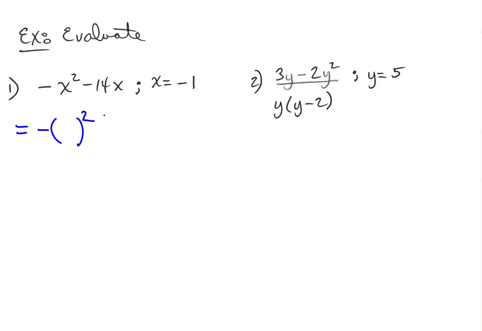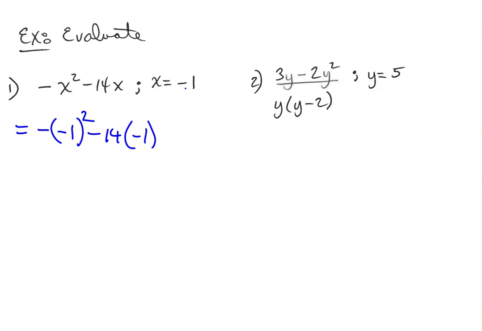So instead of negative x squared, I'm going to write negative blank squared, and in the blank I'm going to put our negative 1. Moving on, I'll have minus 14 blank instead of 14x, and again in the blank I'll put a minus 1 because that's what we're plugging in for x.